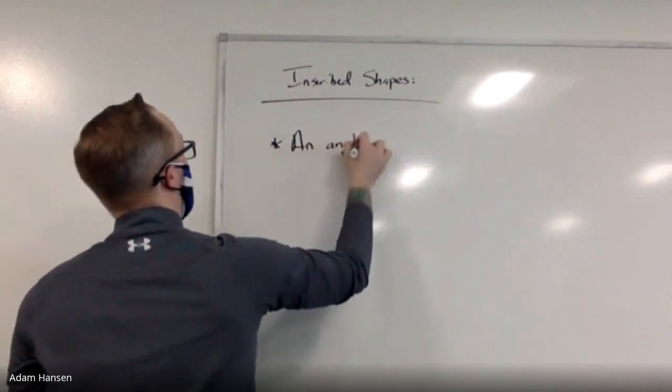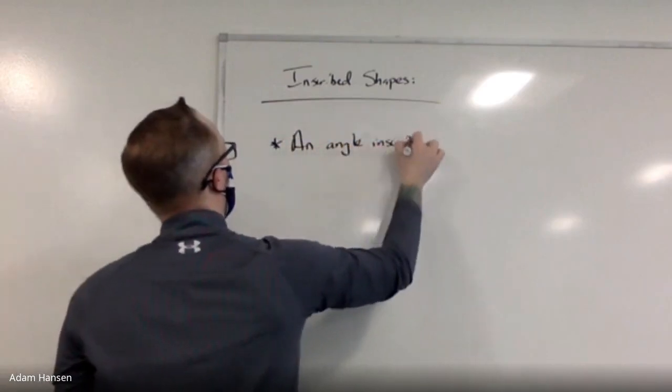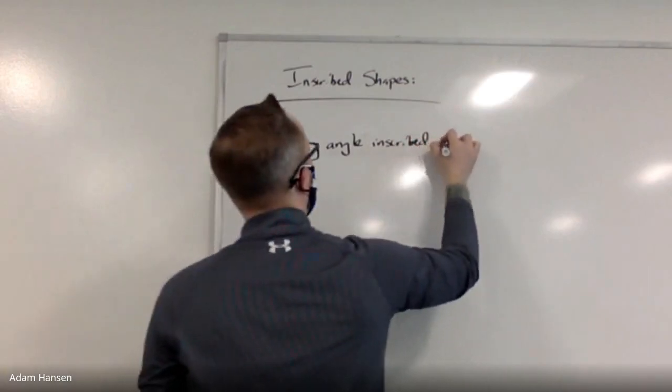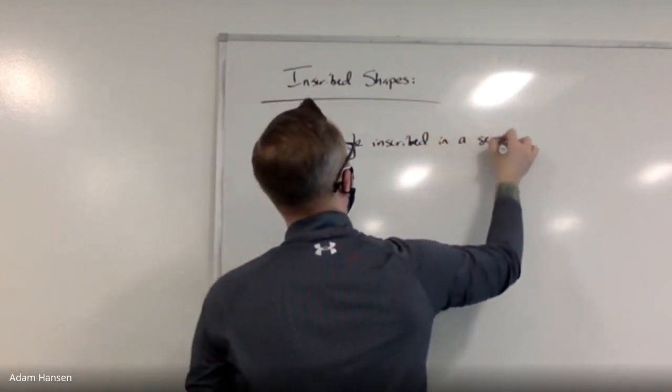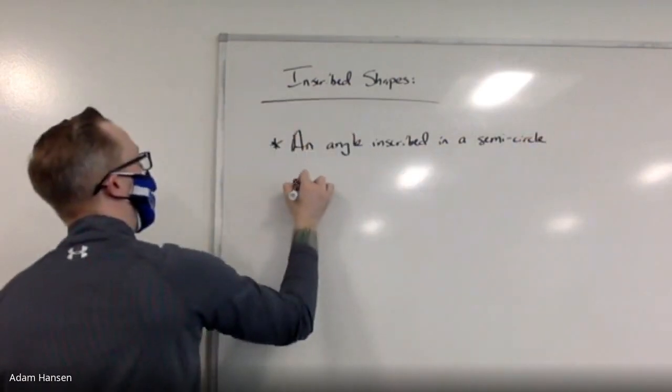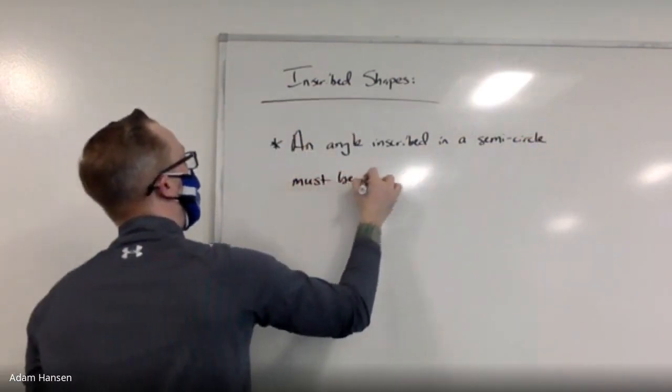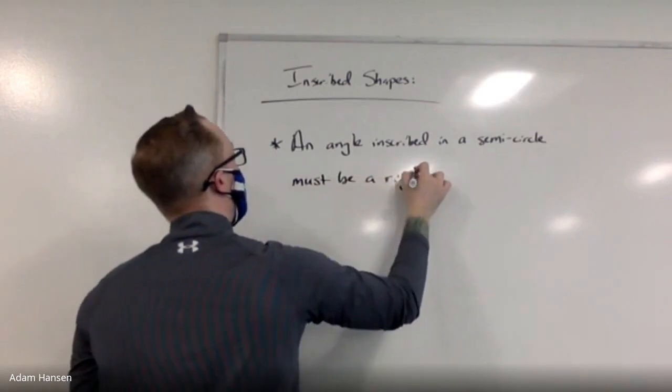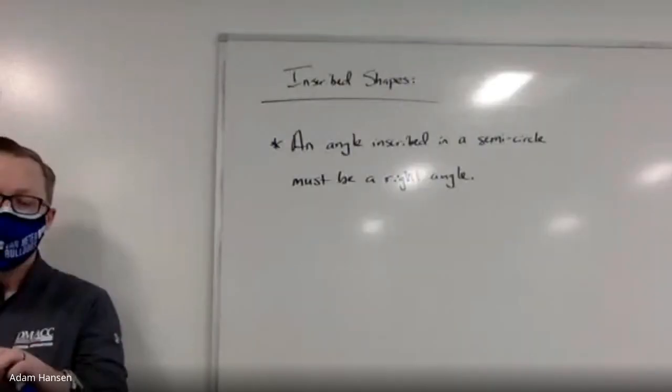First up, an angle inscribed in a semicircle must be a right angle. Inscribed shapes to cover with you today.